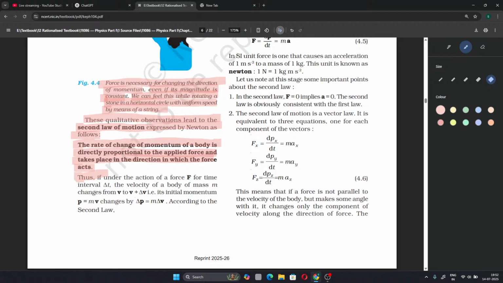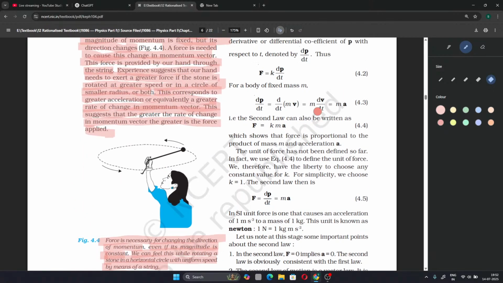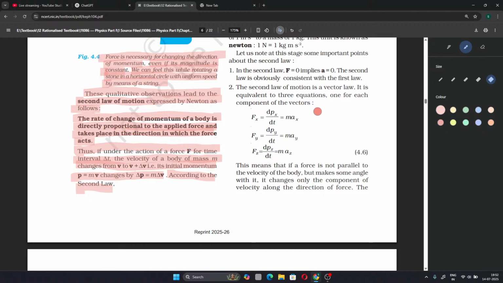Thus, if under the action of force F for time interval delta t, the velocity of a body of mass m changes from v to v plus delta v, that is, its initial momentum P equals mv changes by delta P equals m delta v, according to the second law. Basically, the momentum is mass times velocity, but the change in momentum is mass times change in velocity. That is according to the second law.